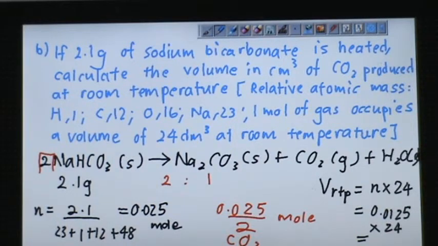Finally, your answer is 0.3 dm cube. Okay, if you can't see it, then you know that I have calculated and I've shown it and I have spoken it.